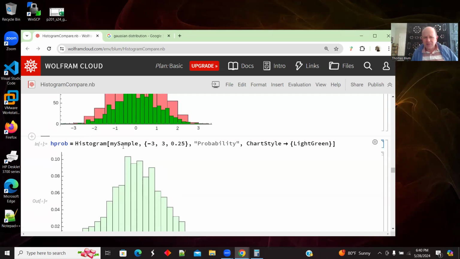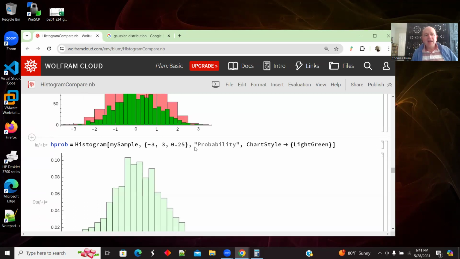So again, this is my sample. So this is 1,000 samples. I'm going to start at -3, go up to 3. My bins are going to be 0.25. And so that's one change I made. I'm making 2 changes here.